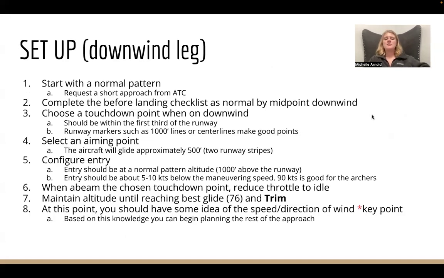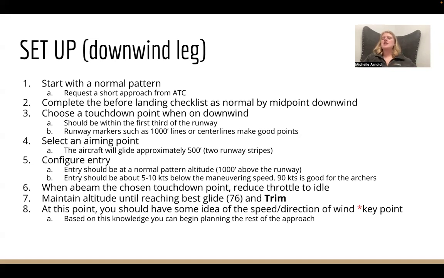Okay, setting up the maneuver. So you want to start with a normal pattern. So you want to request a short approach to ATC. If you're not already in the pattern, if you're coming in for a landing, when you make your initial call from 10 miles away, you can go ahead and request a short approach in that call. If you're in the pattern, then I would do it on the upwind or crosswind leg. You just want to give tower enough time to accommodate for the short approach because you're not going to be able to extend your downwind leg if you're doing this maneuver. So you want to make sure you request that from ATC as soon as possible.